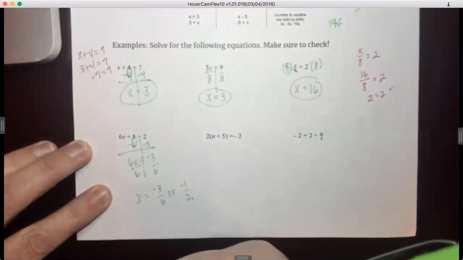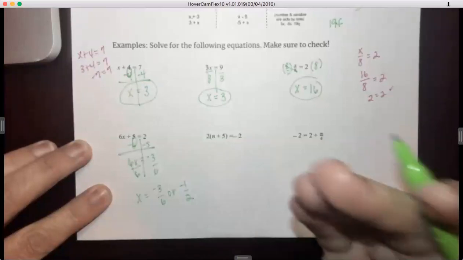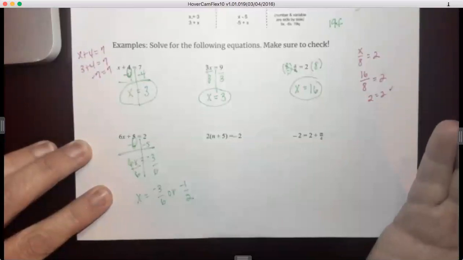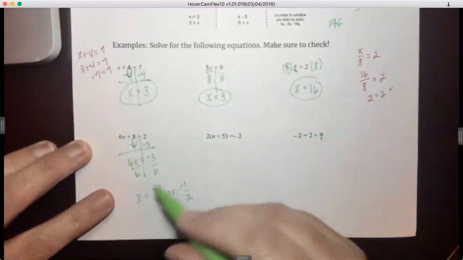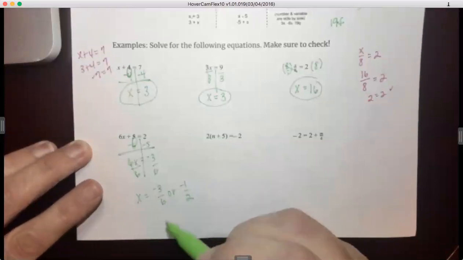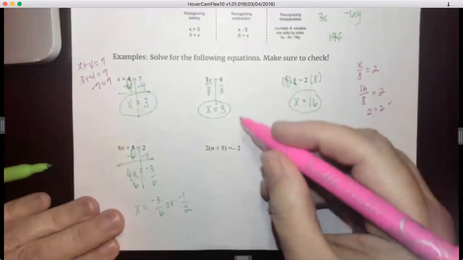If you were going to put this into your calculator, you would put negative 3 divided by 6 and press enter, and you would get 0.5, which is 1/2. You need to be very careful with your fractions. I do not want you to do this and then tell me x equals negative 2 and then get it wrong. Okay, I'm going to just switch pens.